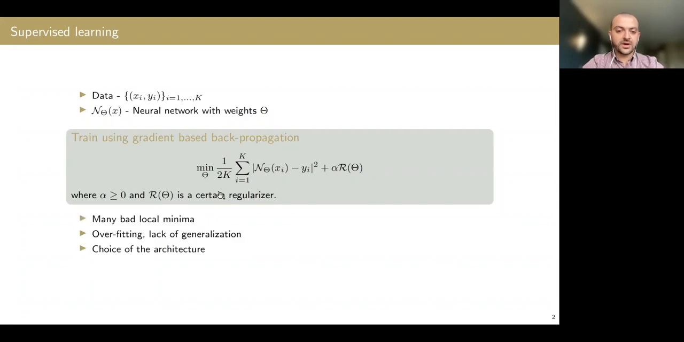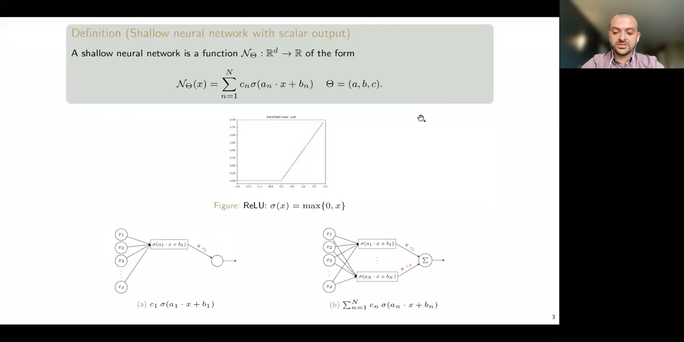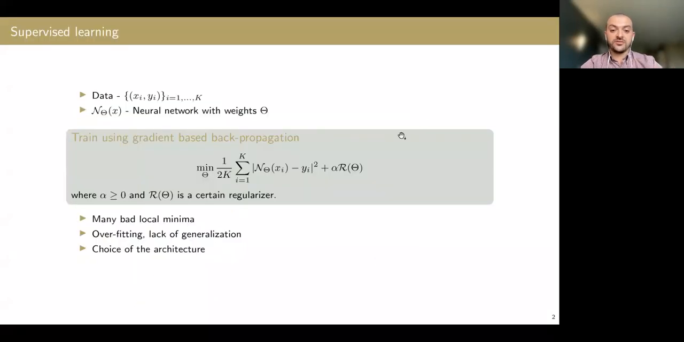So the issues that arise with this problem are there are many bad local minima. I want to emphasize this, because you'll see that in our setting the local minima actually turn out to be nice. But in general, the local minima are bad. The issues are overfitting, lack of generalization, and another issue is the choice of architecture. So when you're designing your neural network, you don't know how to choose the specific architecture for the network.